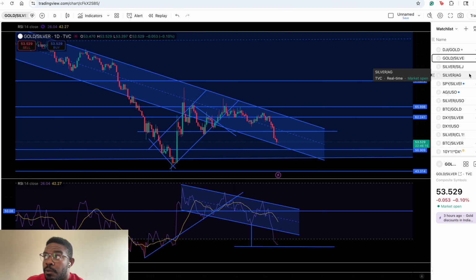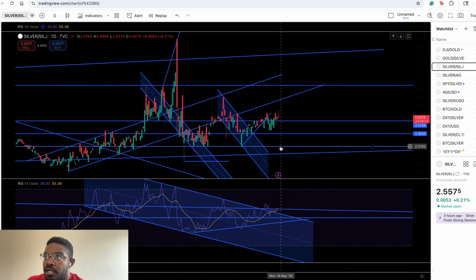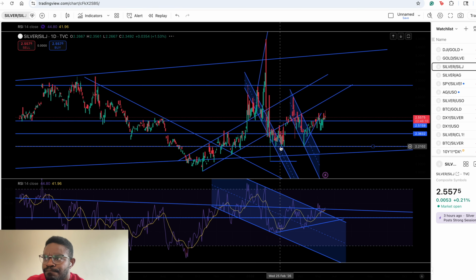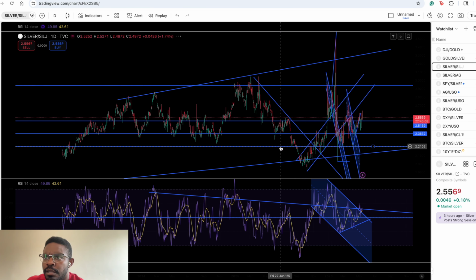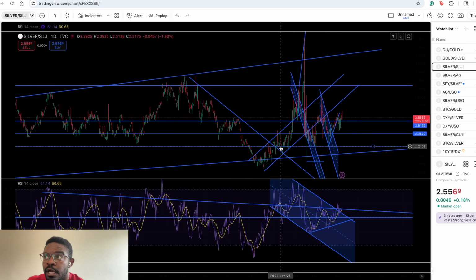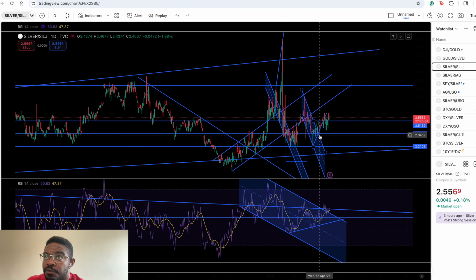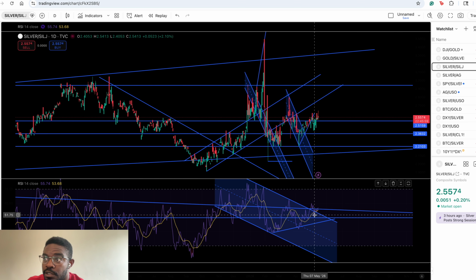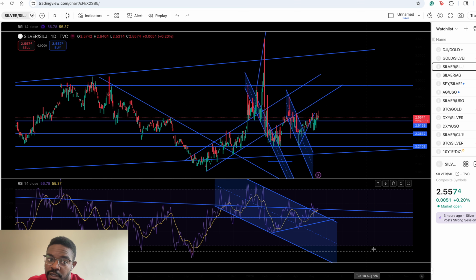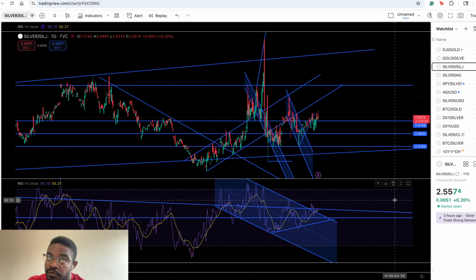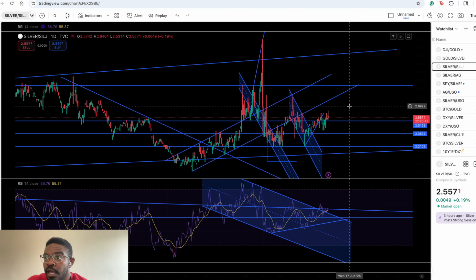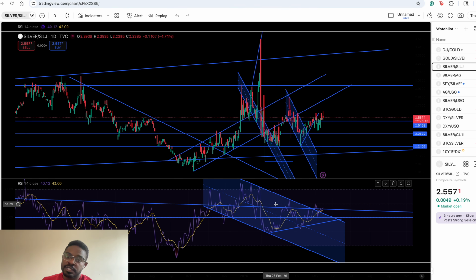So I want to look at silver versus silver miners, because I'm kind of interested, and I thought that silver miners would break out sooner versus silver. So I'm a bit surprised about that. Look at this. You can see on the RSI, we're still above the 50. We're at 56.78. So that means right now it's still better to be holding silver versus silver miners. Silver miners are underperforming silver. And we're in this bearish downward parallel channel.